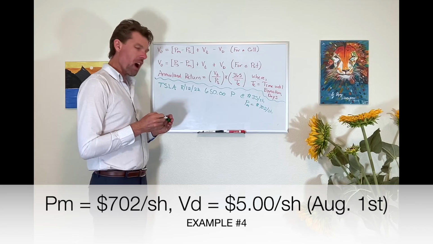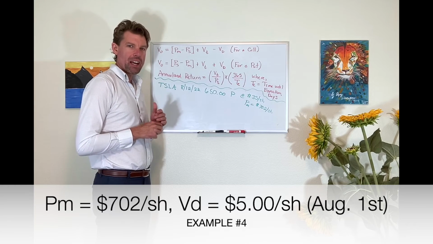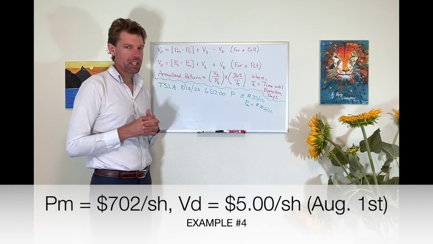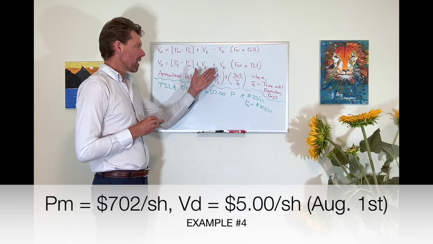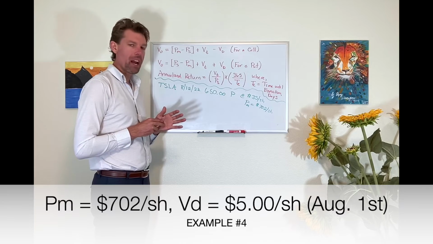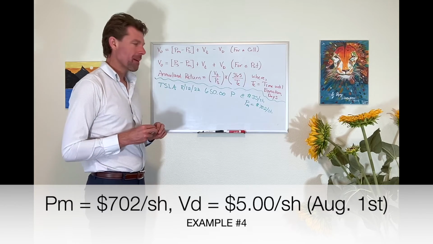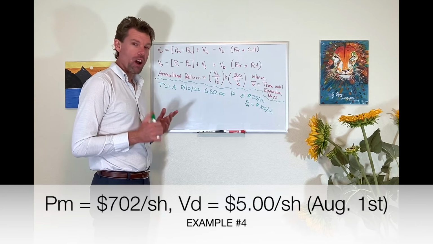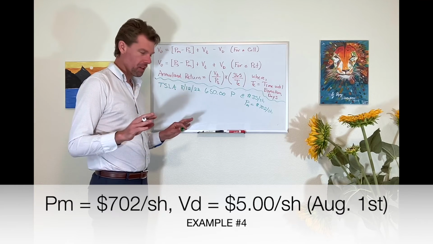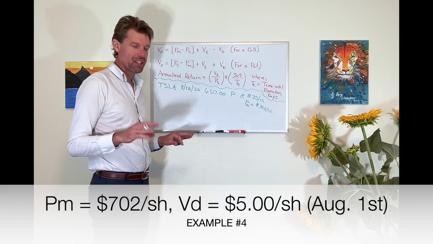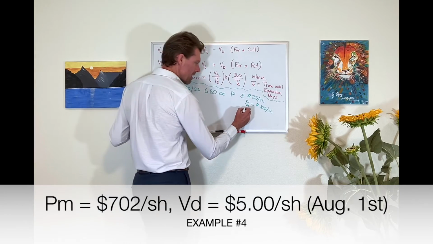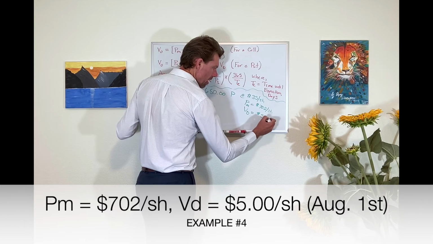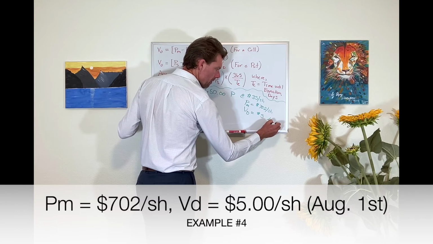And Tesla does not pay out any dividends, but for the sake of doing this example for a put and the dividend value changes a little bit, I'm just going to assume that Tesla was going to pay out a $5 dividend on August 1st. Okay, now just for the record, Tesla does not pay dividends, but just for the sake of the example, let's say VD is $5 on August 1st.